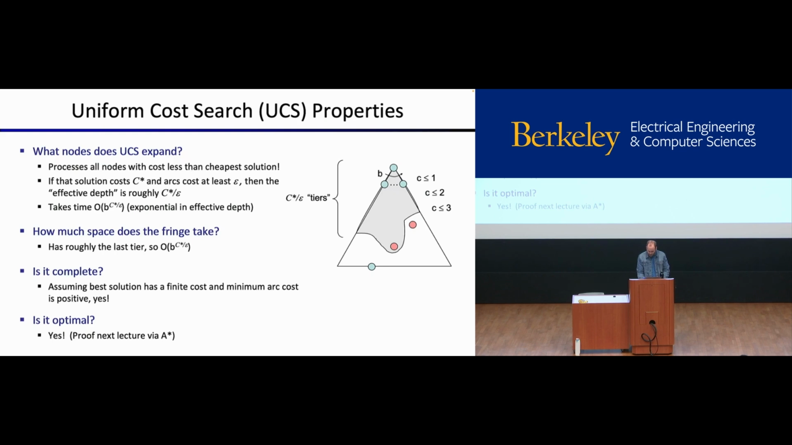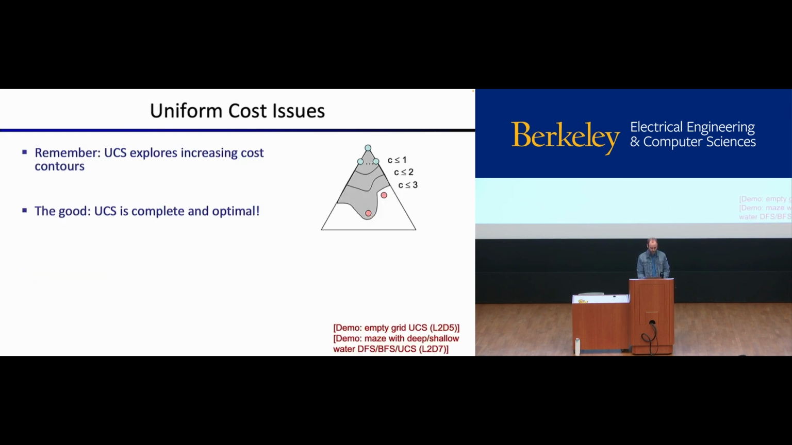But let me just show you a few videos of this. First, just discussing how uniform cost works. It explores increasing cost contours, so it starts with the lowest cost possibilities. So the good thing is it's complete. It's guaranteed to find a solution, and it's optimal. It's guaranteed to find the optimal solution.